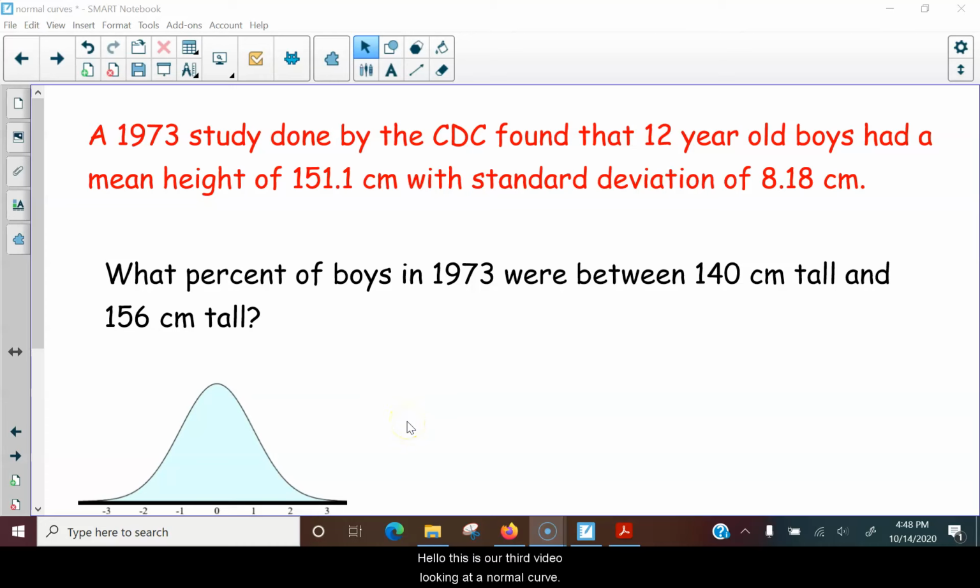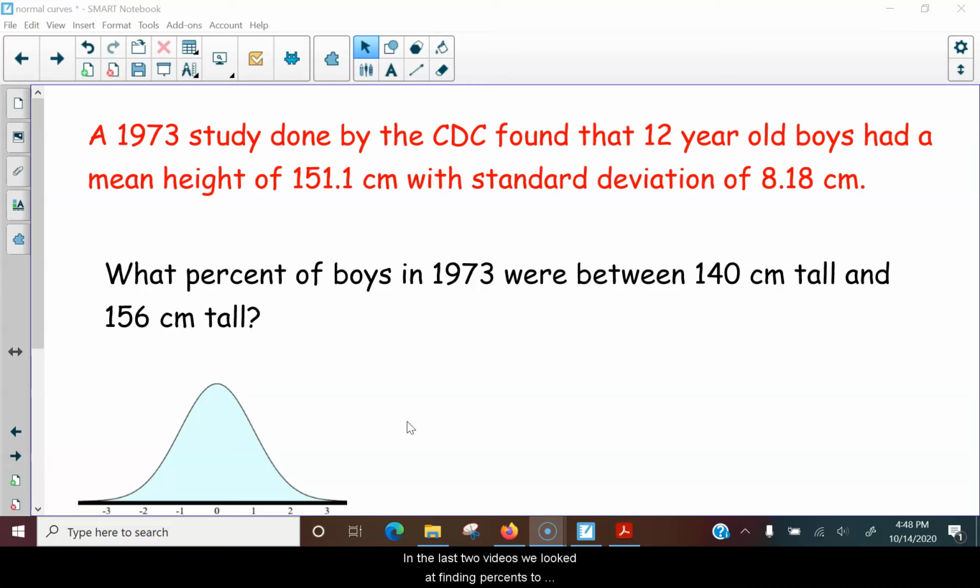Hello, this is our third video looking at normal curves. In these videos, we have been looking at normal distributions with a certain mean and standard deviation, and then transforming them into standard normal curves with a mean of 0 and a standard deviation of 1. When we do this, we are able to use the standard normal table to find percents to the left of particular values. These values are called the z-scores.